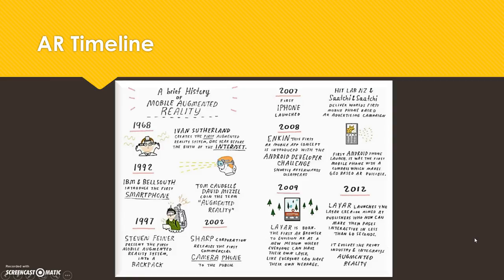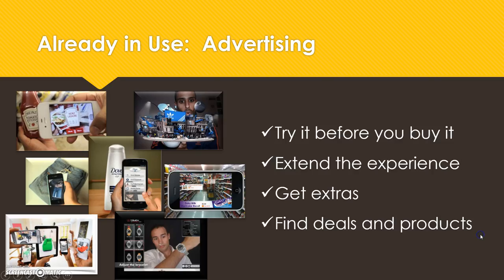A timeline of augmented reality is actually pretty surprising. It seems like it would be brand new technology, but in 1968 was the first time there was an augmented reality system created, which is actually before the birth of the internet. So this is not a new tool. It's been around for a long time, but it hasn't really been accessible by everybody until recently, when smartphones were put into people's hands and they had access to a camera and internet access.